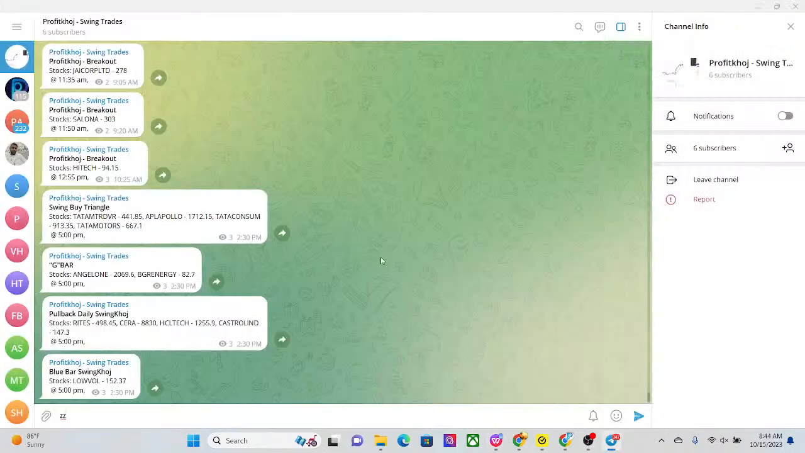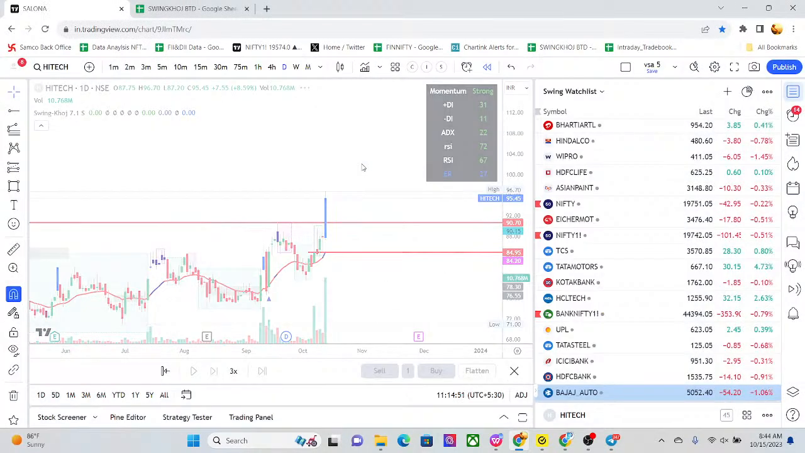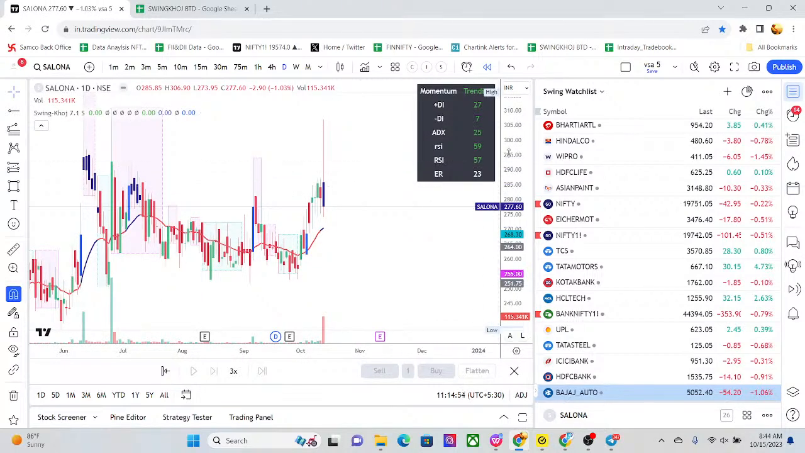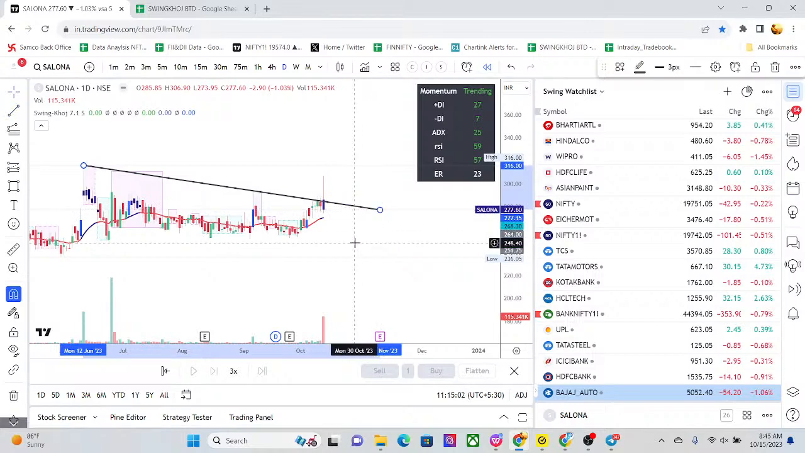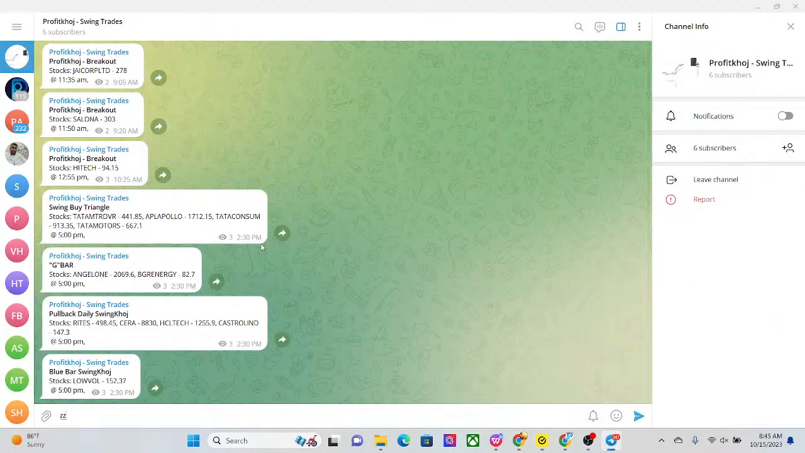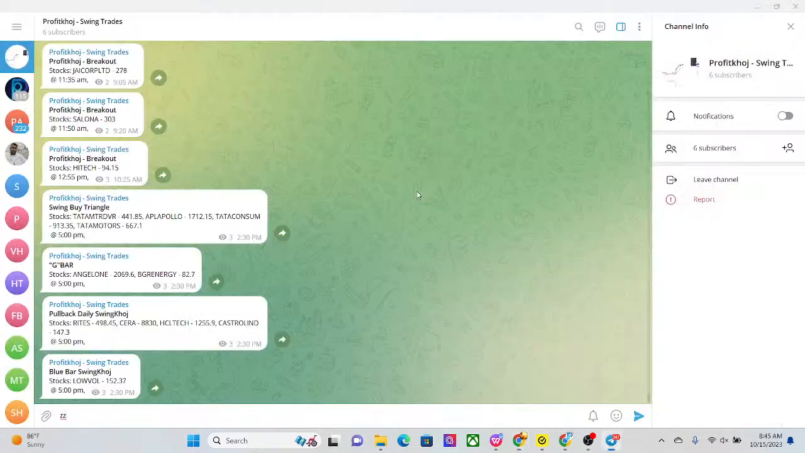Let's see some other example. Okay, you can see here, it was a trend line breakout, I think. Entry was at 303 and the high was 316. So even if you enter the same day, you get almost 4% here, more than 4%. Same day entry.